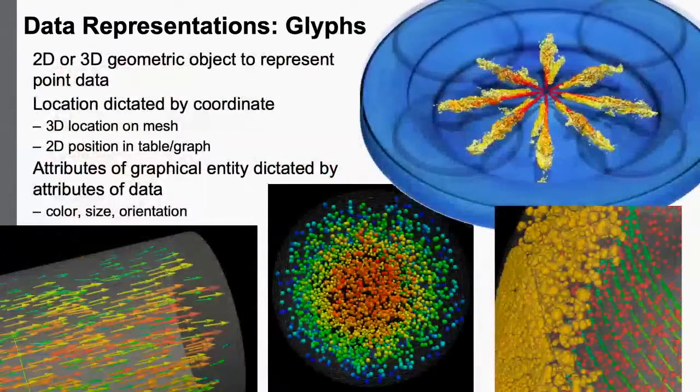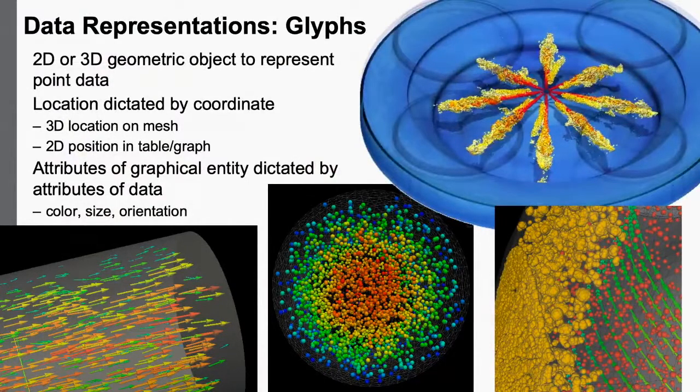So glyphs are another popular representation, and these are more for using 2D or 3D geometric objects to represent point data, right? So the location is dictated by the coordinate, either on a 3D mesh or, for example, if you're doing a 2D table or graph, the position is represented. Location is dictated by that coordinate.